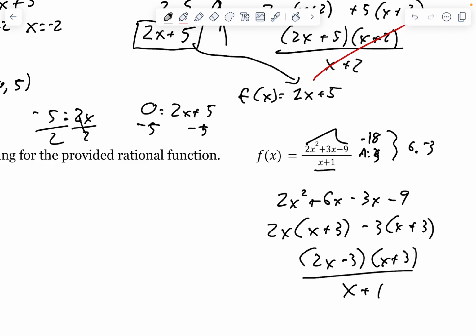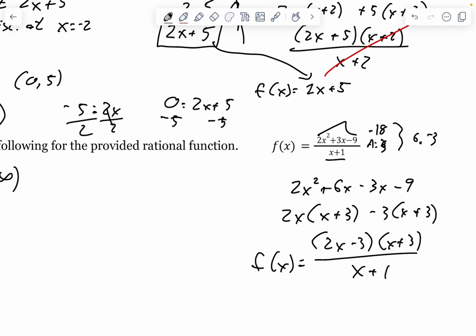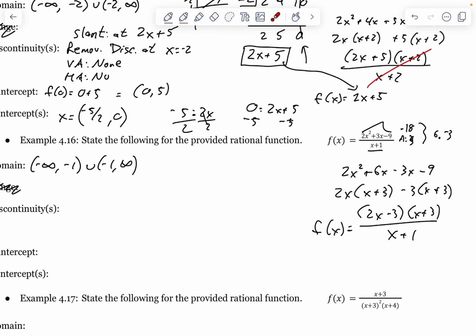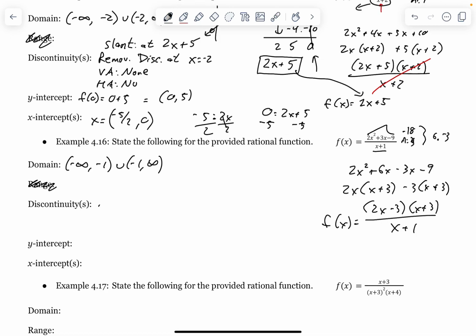Here's an example. I cannot cancel anything out. I have no removable. The first one we've seen where I factored, and this is a totally different factor. Not a mistake. I can't factor everything out, so no removable. Is there a vertical asymptote? Yes. I have a factor on the bottom that remains, that x plus 1. So my -1 is where my vertical asymptote is.